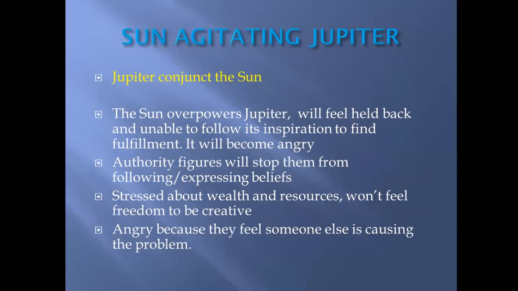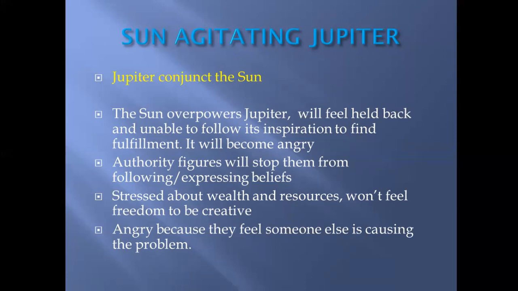Now, what happens when the Sun is agitating Jupiter? This happens when Jupiter is conjunct the Sun. So the Sun, or authority figures, is going to overpower Jupiter. So Jupiter is going to feel held back and unable to follow its inspiration to find fulfillment. And it's going to become angry. Authority figures are going to stop them from expressing their beliefs or from following their beliefs as well.